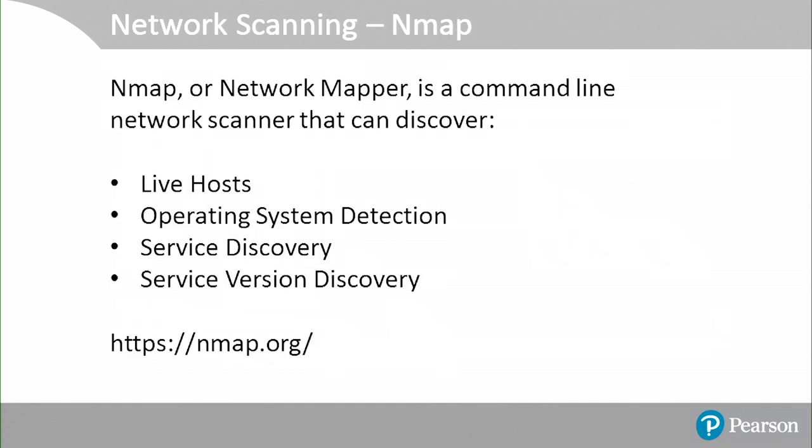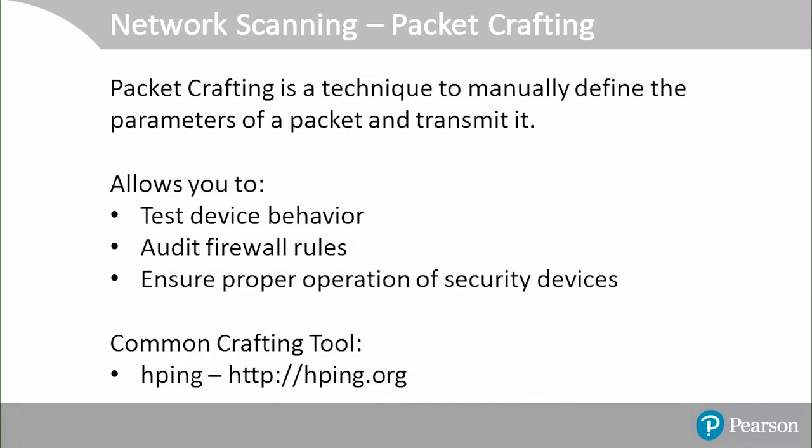The tools that we mentioned in the previous lesson were Nmap and hping. Nmap, Network Mapper, written a long time ago, 1997, is used for discovering live hosts, operating system detection, service discovery, and service version discovery, available at nmap.org. And for packet crafting, we have hping. So we've touched on Nmap and hping in the previous lesson, touching on them again here because these are the tools that you're primarily going to use in order to do this scanning, this available service scanning.